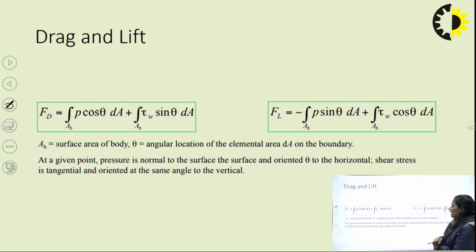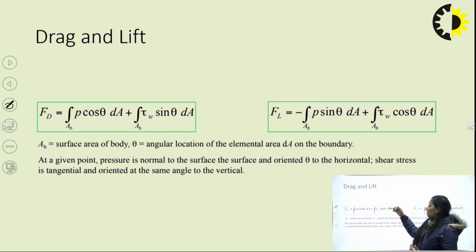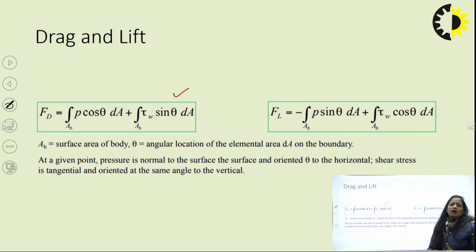At a given point, pressure is normal to the surface and oriented at theta to the horizontal. Shear stress is tangential and oriented at the same angle to the vertical. So after resolving P and tau, you get FD, and after resolving P and tau in the vertical direction, you get the formula FL equal to minus the integral of P sin theta dA plus the integral of tau_W cos theta dA.